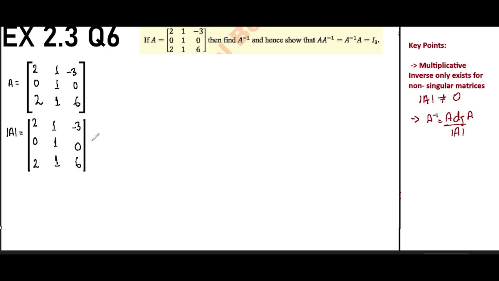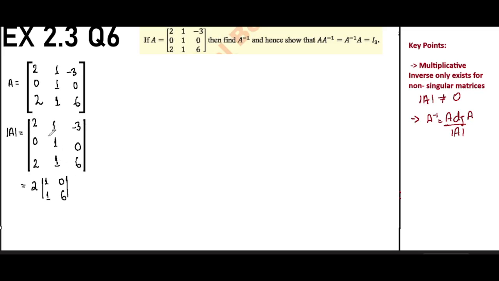Now how are we going to find its determinant? We are going to find it using its first row. We can use any row or any column, but the first row is the easiest one. Okay, the first term is to be written as it is, 2. Then we are going to write its minor matrix, which is leaving the column that contains that 2 and the row that contains this 2. Okay, so we are left with 1, 1, 0, and 6.